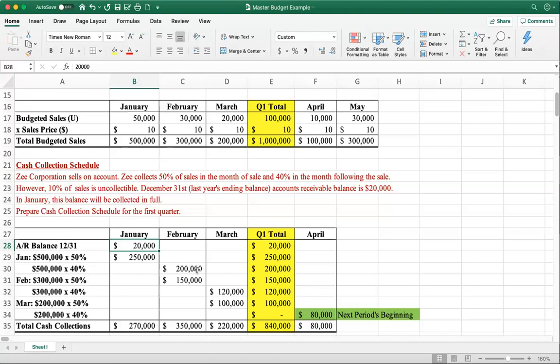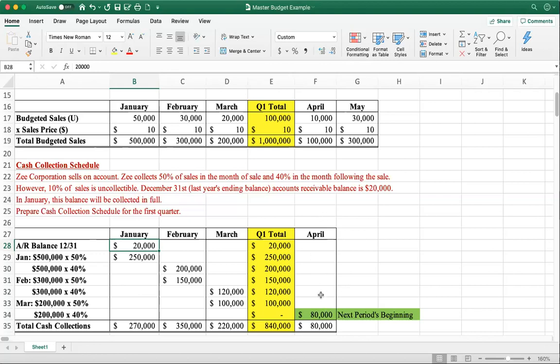Okay. Now move on to the next month's sale, which is February. Look at the sales budget, $300,000 sales. From 300,000, 50% you will collect in February, which is the month of sales, and 40% in the following month, which is March, 120,000. And then you move on to the third month, March, which has $200,000 sales. You will collect 100,000, which is 50% of 200,000, in the month of sales, which is March, and the remaining 40% in the month following. And the following month is April, which is the next quarter.